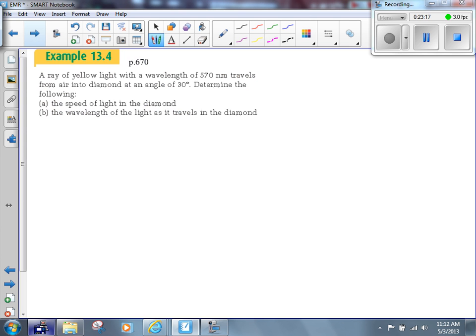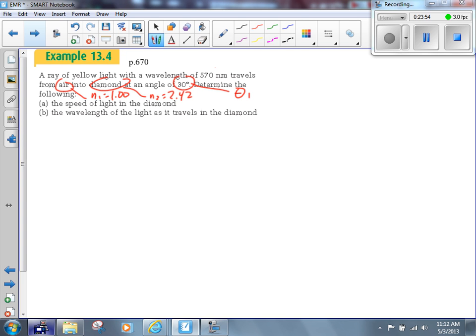Here's the next example. 13.4 on page 670. It says a ray of yellow light with a wavelength of 570 nanometers travels from air into diamond. Air into diamond. Okay, N1 is 1.00. N2 is 2.42. Now, you don't have to have those numbers memorized. I just do because we use them fairly often. Okay, I know it's going from air, N1, to diamond, N2. And it's striking at an angle of 30 degrees. So that's going to be theta 1. If it goes in at an angle of 30 degrees, that's theta 1.